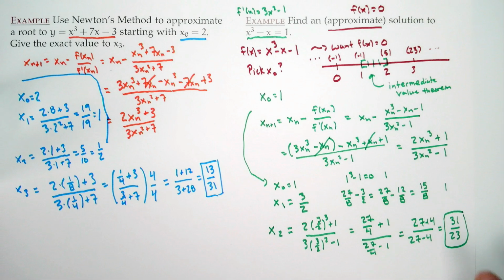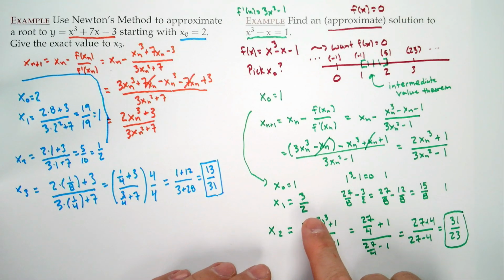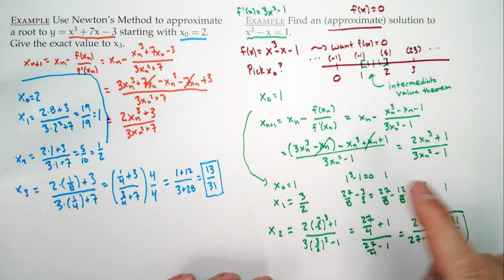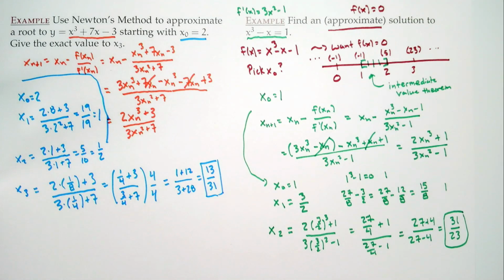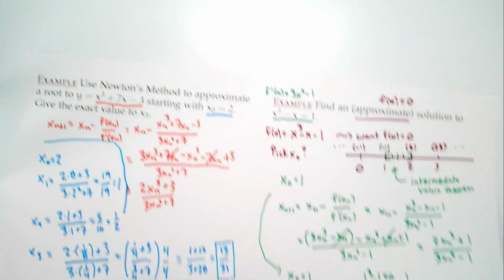And if you look at this, how does this compare to 3 halves? Well, if you think about 23, if I multiply 23 by 1.5, that's 23 plus an additional 11.5, which would be 34.5. So it's a little less than 3 halves. So we went 1 to 3 halves, and then we're back a little bit to 31 over 23. I think we're starting to zoom in, and I suspect we're actually getting pretty close when we get to here. All right. Well, let's try another problem.